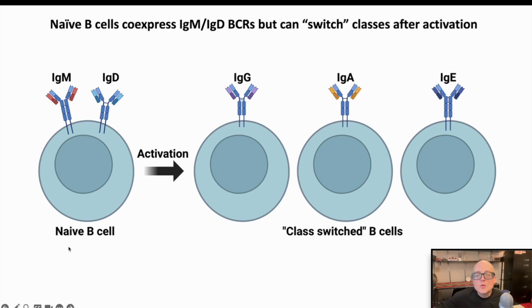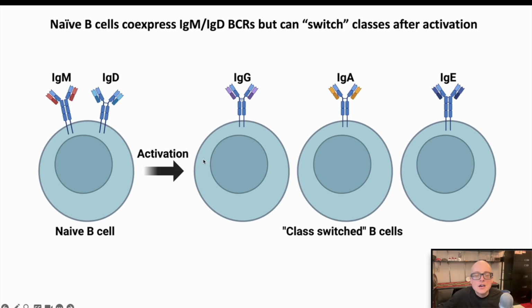However, once that naive B cell sees its antigen and becomes activated, it can do something that we call class switch and start to express BCRs that belong to the other classes like IgG, IgA, or IgE. And typically, it's the type of pathogen, the type of immune environment that the naive B cell is exposed to that is going to determine which class it might switch into later.